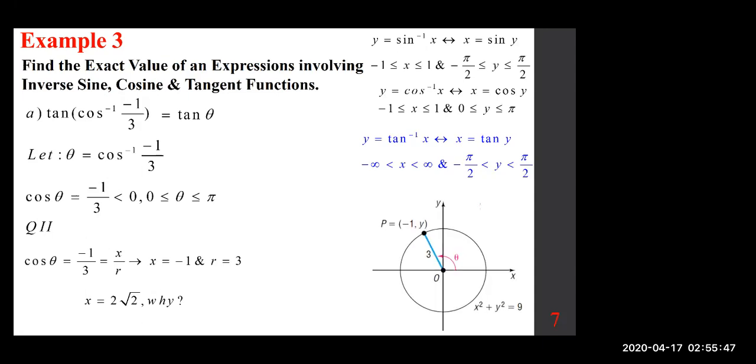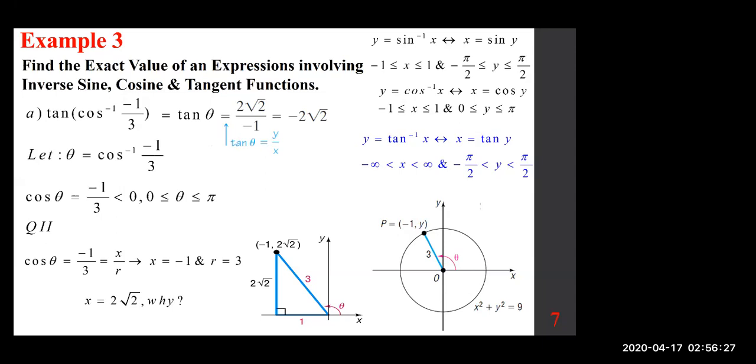Class, this is the same as far as finding the missing side. And so this is another approach, class. If you want to approach it from the point of view of a right triangle, you can. What you need to know: the hypotenuse is given as 3, one side is 1, find the missing side. That's just as good if you want to go that route. And so you want tan of theta, and you end up with 2 square root of 2 over -1, which is -2 square root of 2.